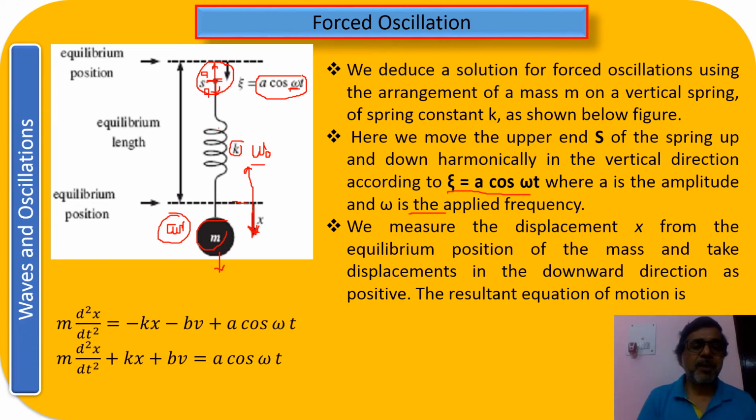So what we can say, we are just going to apply Hooke's law. M d square x upon dt square equal to minus k into x. This was for your free oscillations.